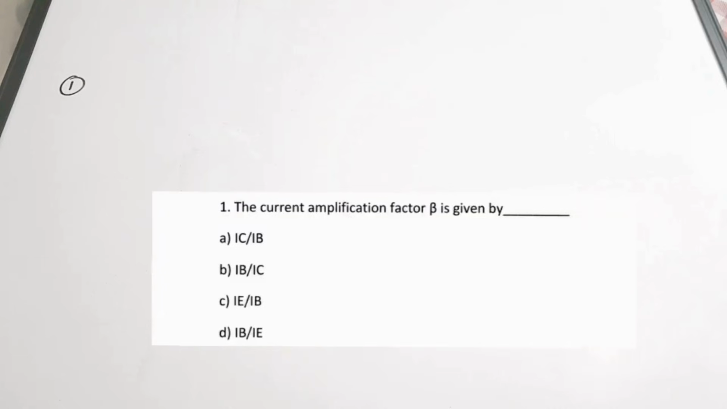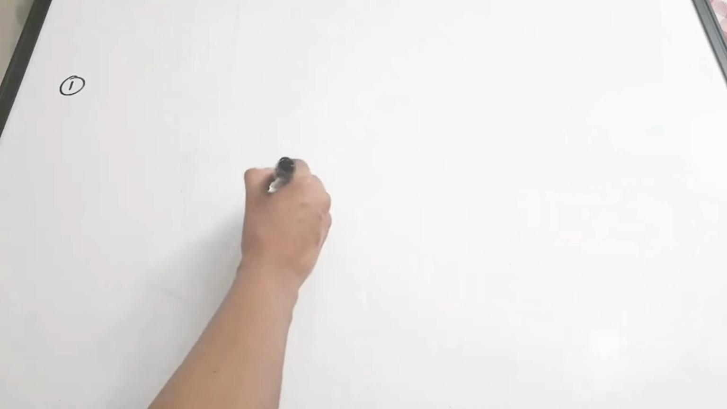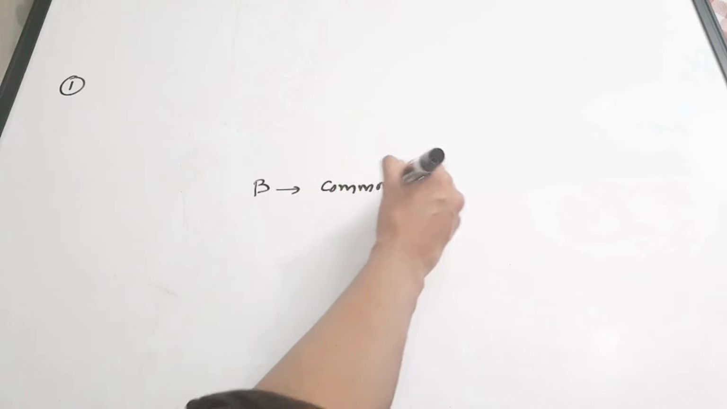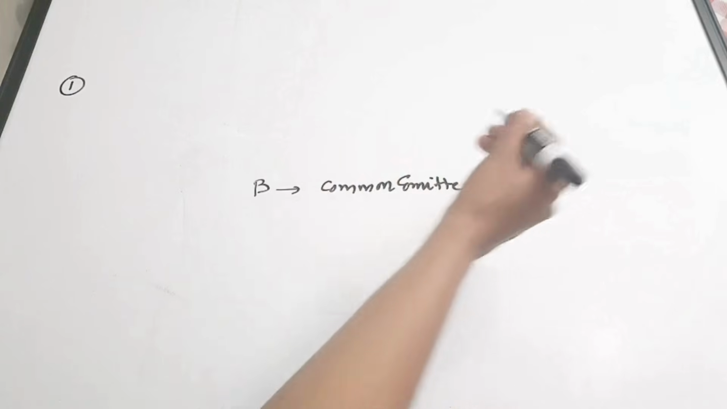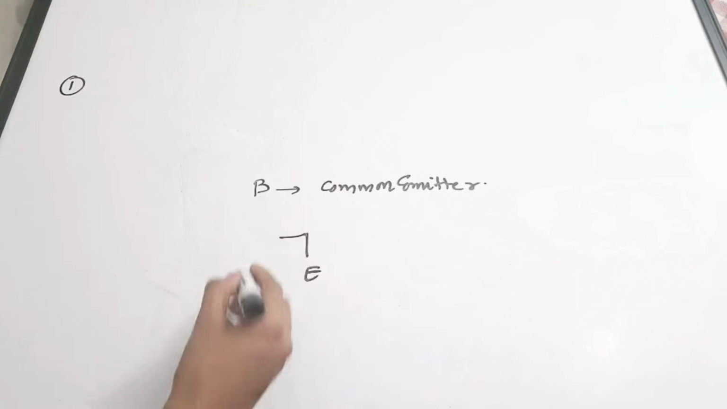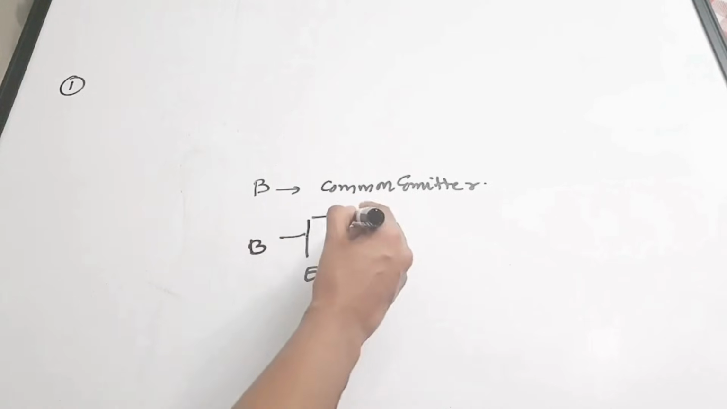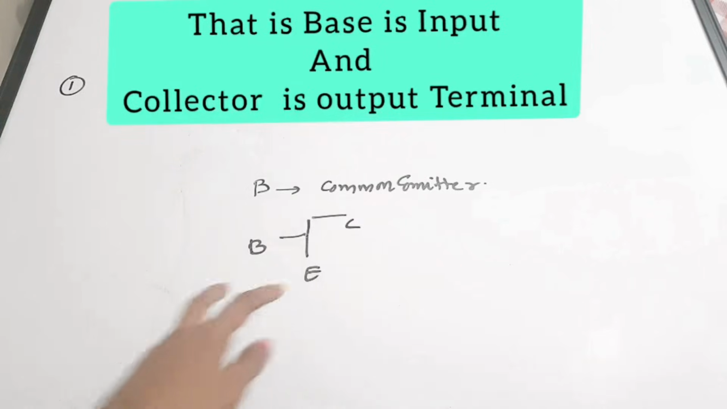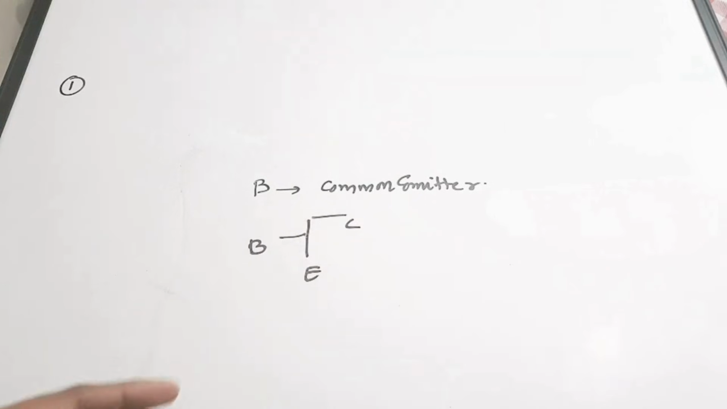So the first question is, the current amplification factor beta is given by dash. A, IC by IB. B, IB by IC. C, IE by IB. D, IB by IE. So what is the current amplification factor beta? Beta is the common emitter current amplification factor. So the emitter will be common. The input is applied to the base. The output we are going to take from the collector. Current amplification factor means how much the current is getting amplified.